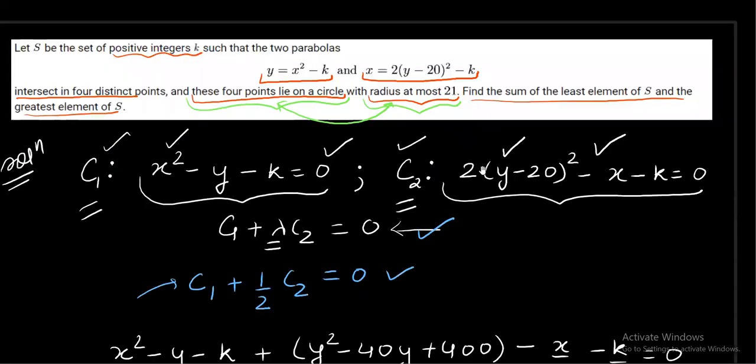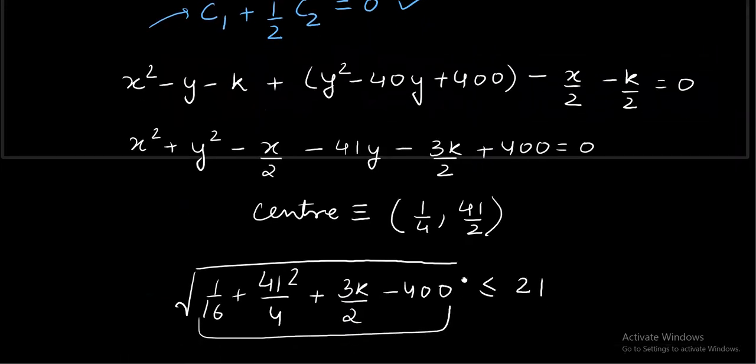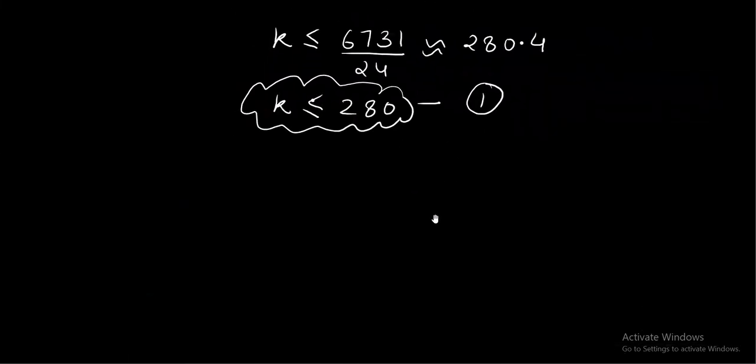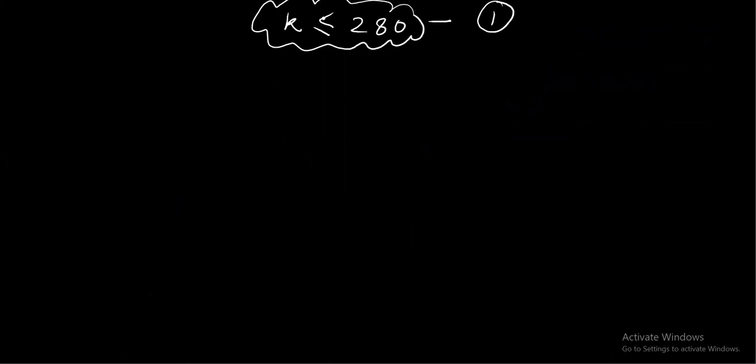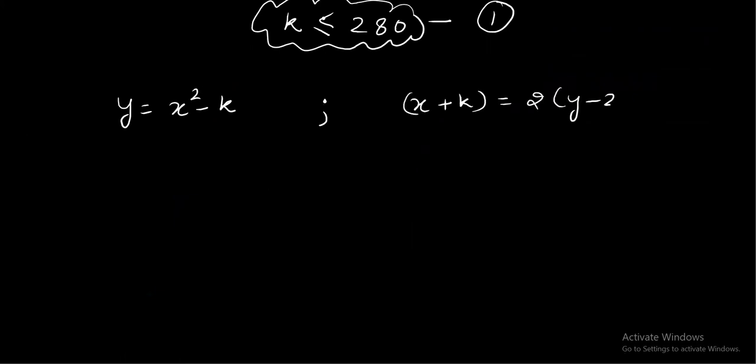The other condition says that the parabolas must intersect in 4 distinct points. These parabolas must intersect in 4 distinct points. Okay, now if they must intersect at 4 distinct points, what condition should be used? So I'm just writing down the parabolas once again. What are the 2 parabolas they have given? So for the second condition, I'm rewriting the parabolas. y is equals to x square minus k is the first parabola. The other one I can write as x plus k is equals to 2 times y minus 20 whole square. Okay, these are the 2 parabolas and they must intersect in 4 points.